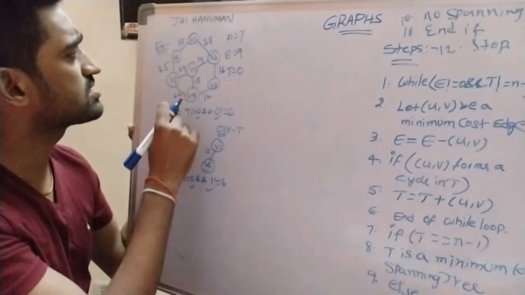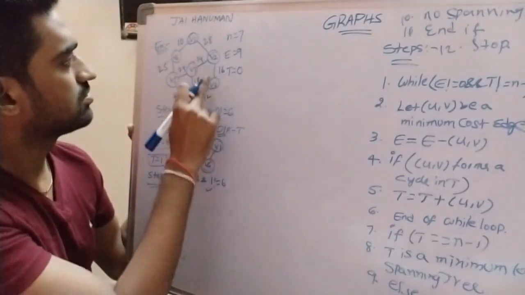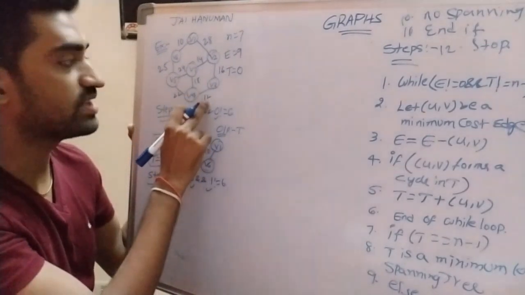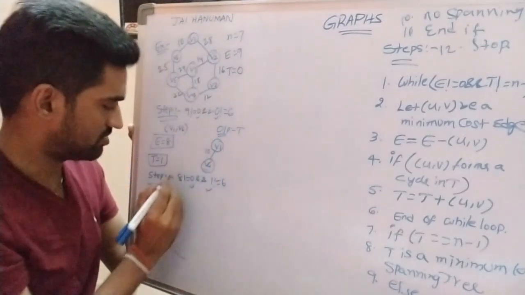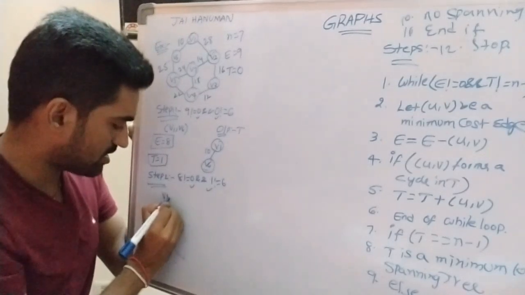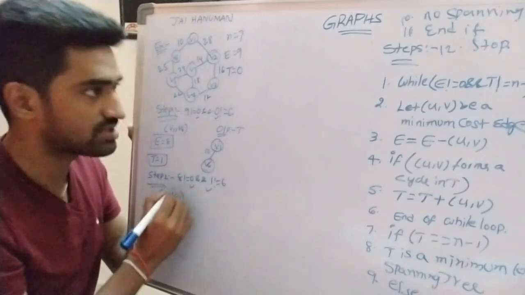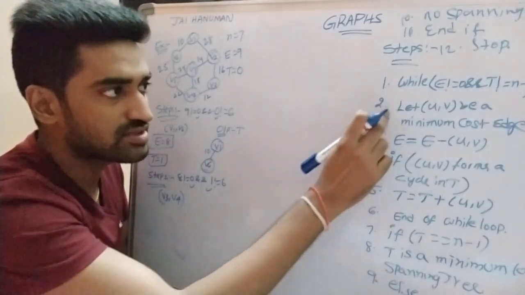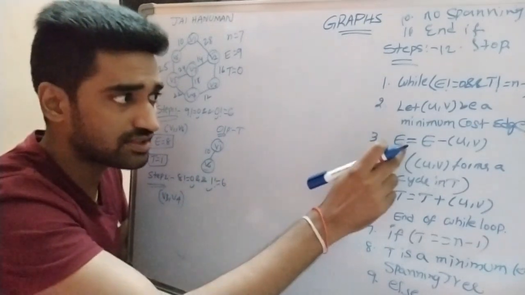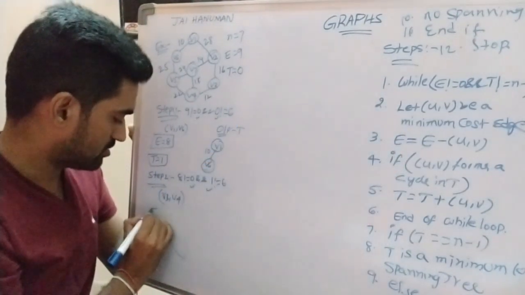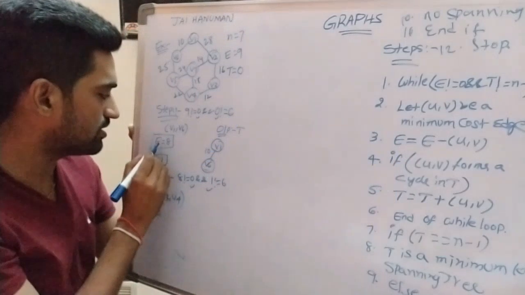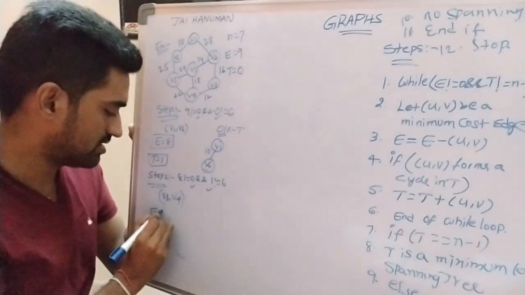What is the next minimum cost edge? 10, 12. Right. So V3, V4 is the minimum cost edge. So that's why I am taking V3 comma V4 as a minimum cost edge. Once we take the minimum cost edge, it can be deleted from the set of network edges. So once that edge is deleted, E is equal to 8 minus 1, that is 7.